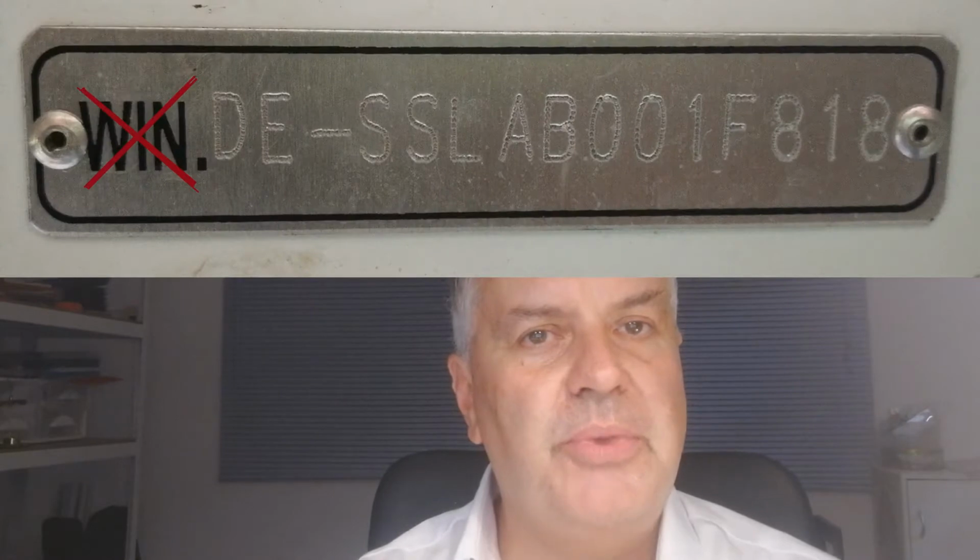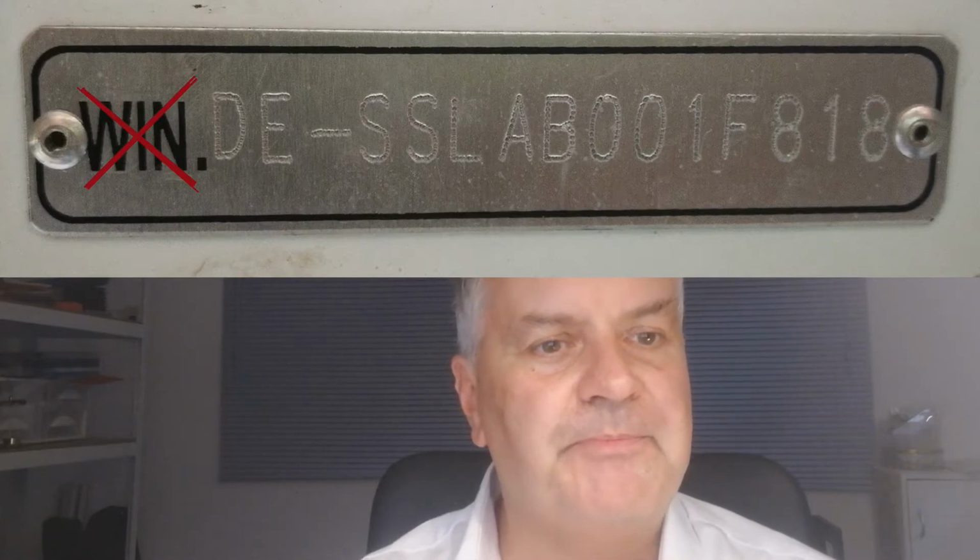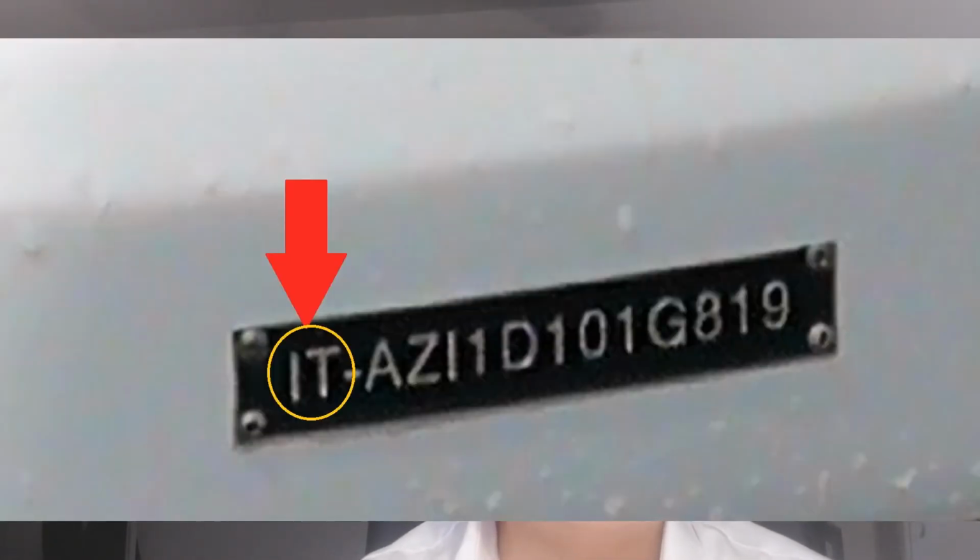A WIN consists of 14 characters plus a hyphen, without intervening spaces, slashes, or anything. The first two characters followed by a hyphen designate the code of the country of the manufacturer. So for example, ZA for South Africa, DE for Germany, TH for Thailand, etc. The next three characters are the unique manufacturer identification code, also known as MIC.